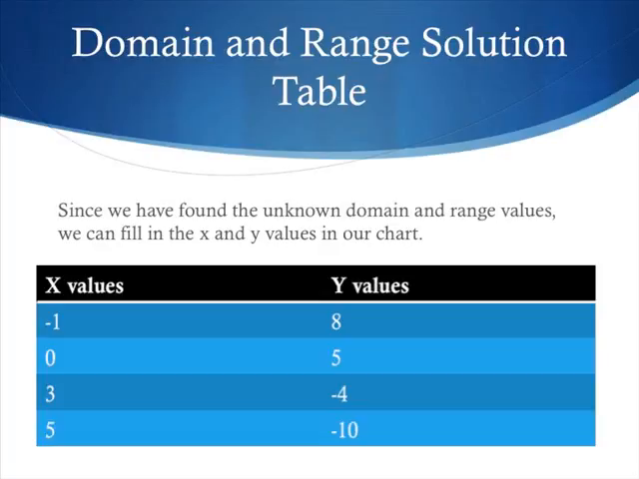We now have our final domain and range solution table. Since we have found the unknown domain and range values, we can fill in the x and y values on this given chart. Therefore, the x values are negative 1, 0, 3, and 5, and our y values are 8, 5, negative 4, and negative 10.